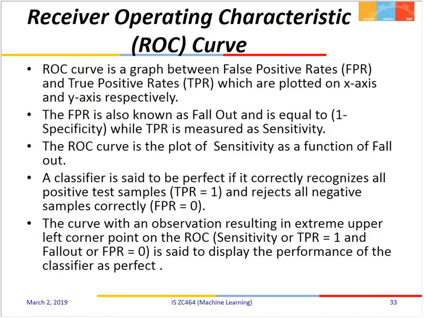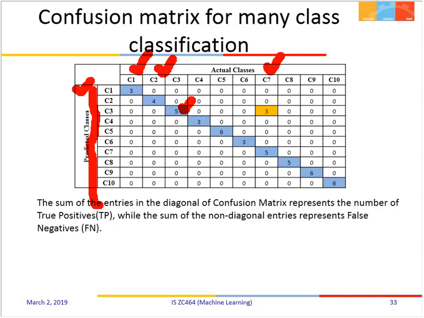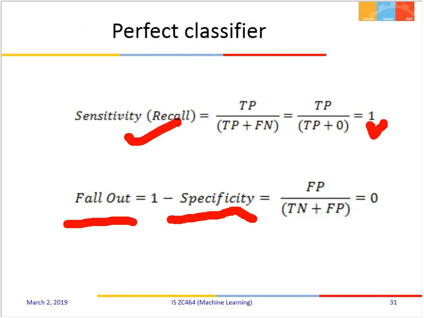Then comes the receiver operating characteristic curve. ROC curve is a graph between false positive rates and true positive rates, which are plotted on x-axis and y-axis respectively. The false positive rate is also known as fallout and is equal to 1 minus specificity, while true positive rate is measured as sensitivity. So basically it is a graph between fallout and sensitivity. And you have seen earlier that the perfect classifier has sensitivity equal to 1 when fallout is 0.